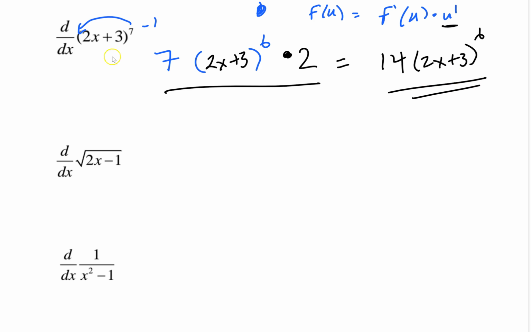We're going to take the derivative of the outside, whatever the outside function is. We're going to leave the inside alone, and then times by the derivative of the inside. Don't forget to do this part. Don't forget to times by the derivative of the inside. So, let's do the next one.